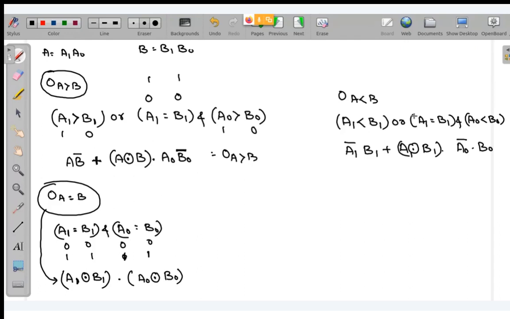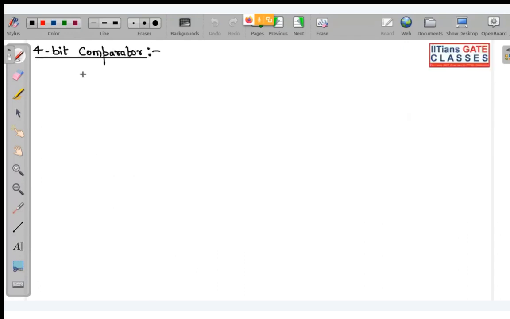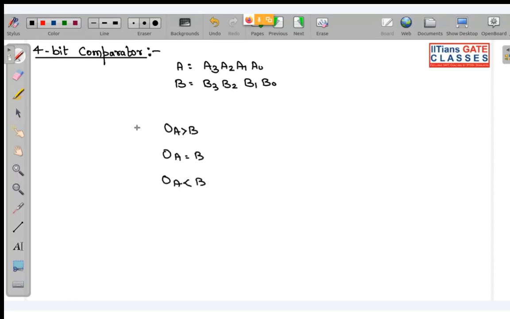So homework will be, you need to write for a 4-bit comparator. Here a will be equal to a3, a2, a1, a naught, and b will be equal to b3, b2, b1, b naught. You need to write the output for a greater than b, a equal to b, and a less than b. All the 3 outputs you need to write and come in your next class.